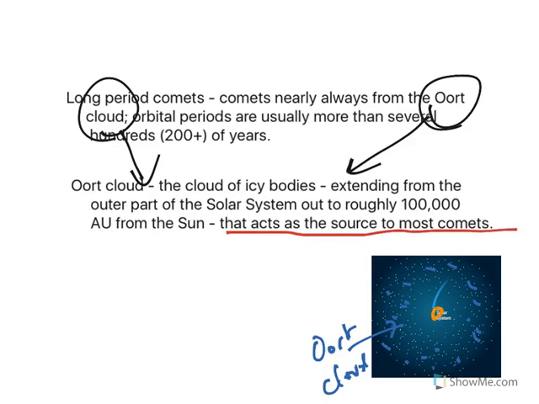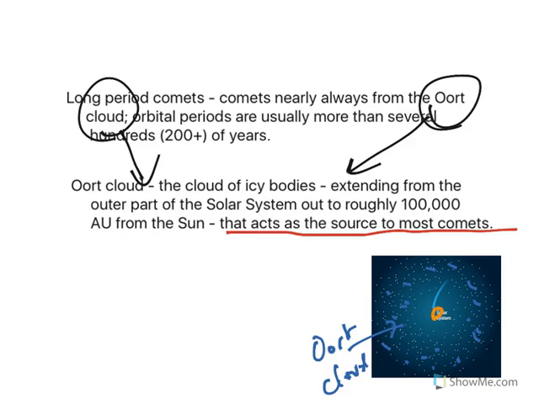Now, how can an Oort cloud act to be the source of most of the comets that we see? Well, let's look at Comet Halley as an example, which is a short period comet. Comet Halley appears to have begun as a long period comet from the Oort cloud. From a close encounter with Jupiter, the orbit of the comet became altered and it went from a long period comet to a short period comet.